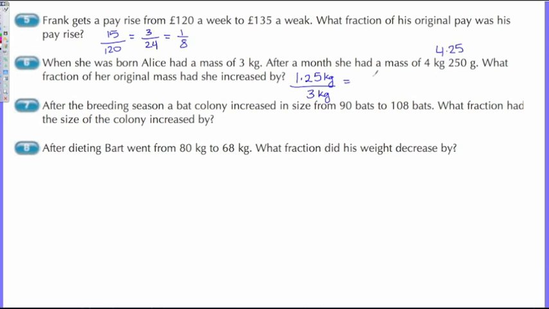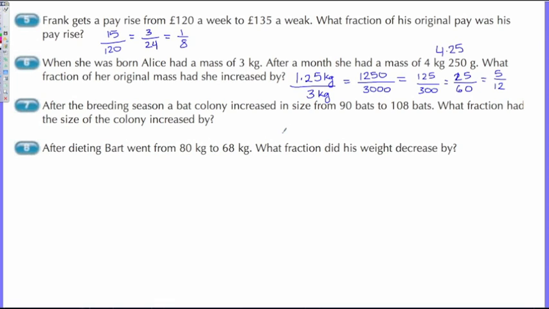That's going to be 1.25 out of the 3 kilos. I'm going to convert this into grams because we've got a decimal here and it just makes it easier with the calculations. So that will change into 1,250 out of 3,000. There's 1,000 grams in a kilo. Now simplify that. And we get 5/12.